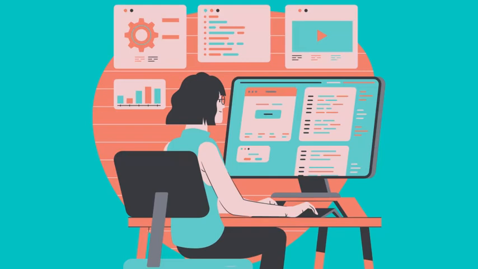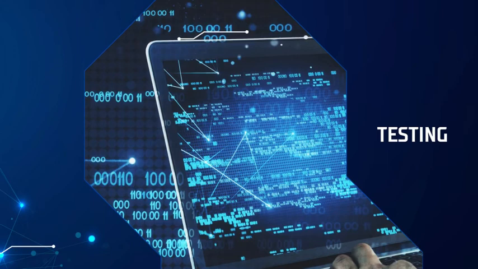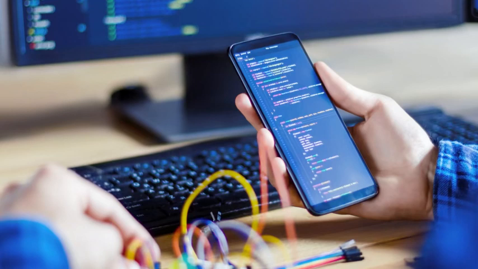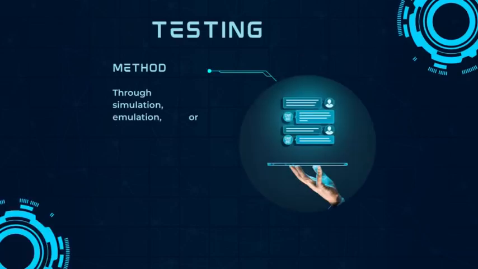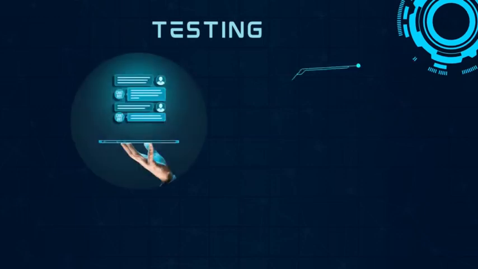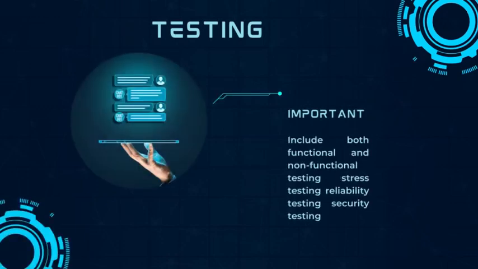The testing phase is where the system is thoroughly tested to ensure that it works as expected. This includes testing the hardware and software components separately and together as a system. Testing can be done through simulation, emulation, or using actual hardware components. The testing phase should include both functional and non-functional testing, such as stress testing, reliability testing, and security testing.